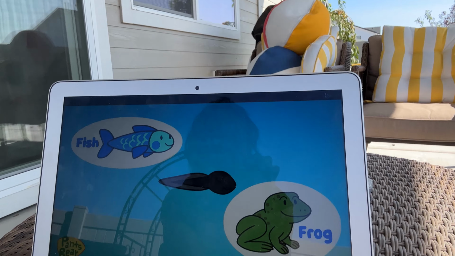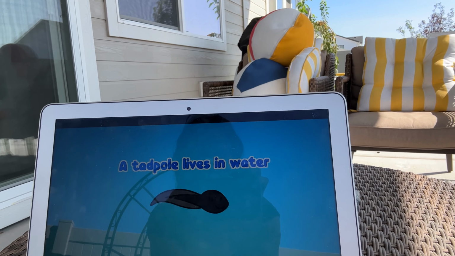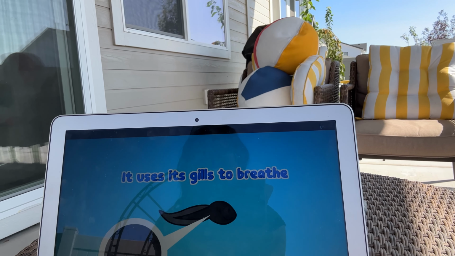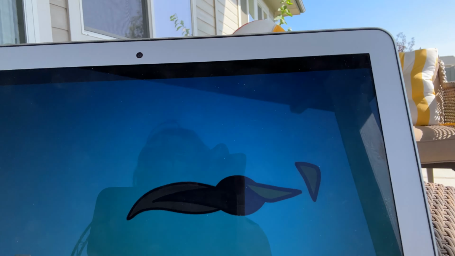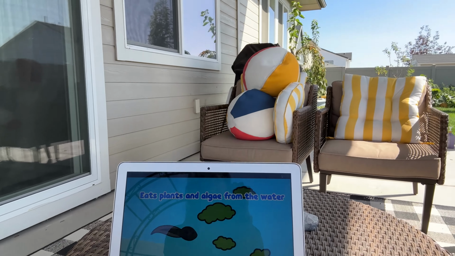Fish than a frog. A tadpole lives in water. It uses its gills to breathe and it has no legs. The tadpole swims, eats plants and algae.